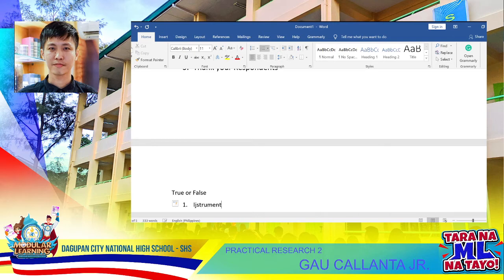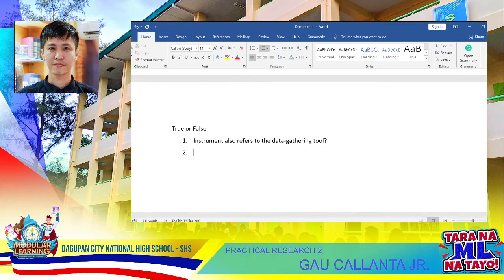Instrument also refers to the data gathering tool. Is that true or false? Instrument also refers to the data gathering tool. Are they the same? Yes, they are the same. So this statement is true.